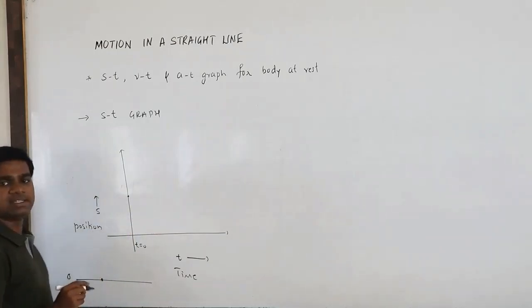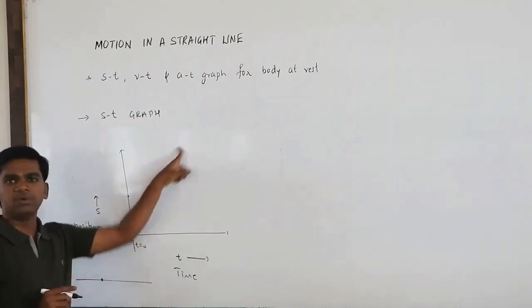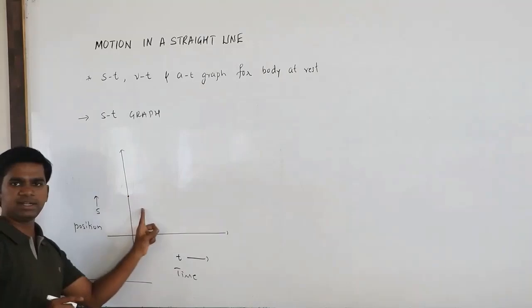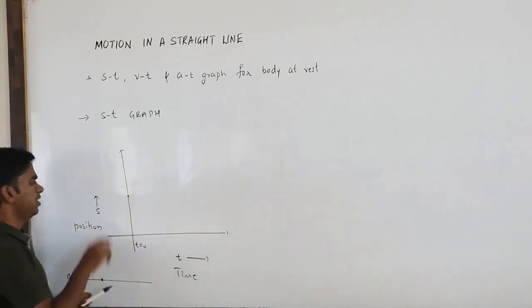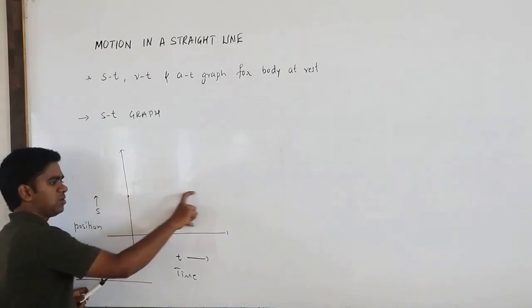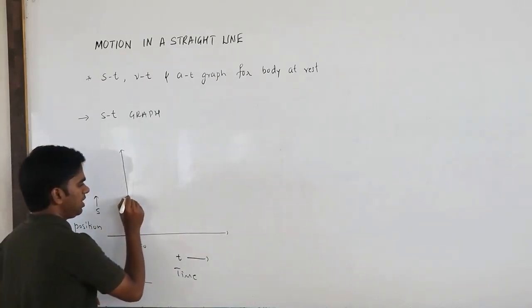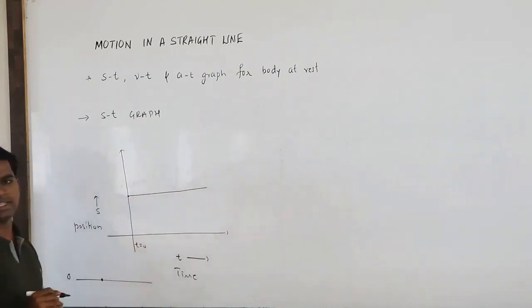So it is at rest means what? The position will not change. Position will not change with time. After 1 hour again it is at 10 meter. After 2 hours again it is at 10 meter. That means the position remains constant. So this is not going to change. So what graph will you get? You will get a line parallel to the x-axis.